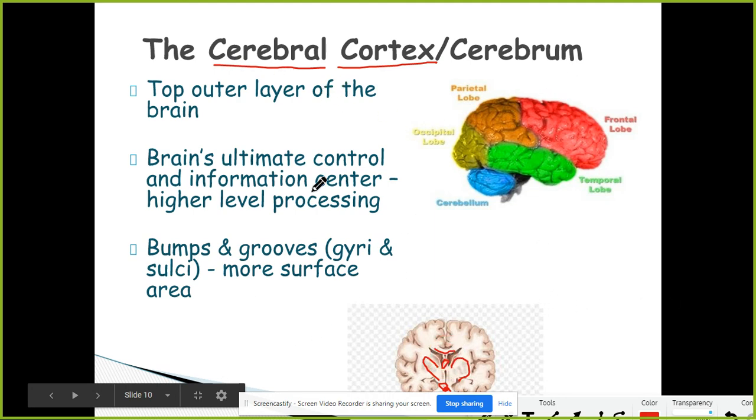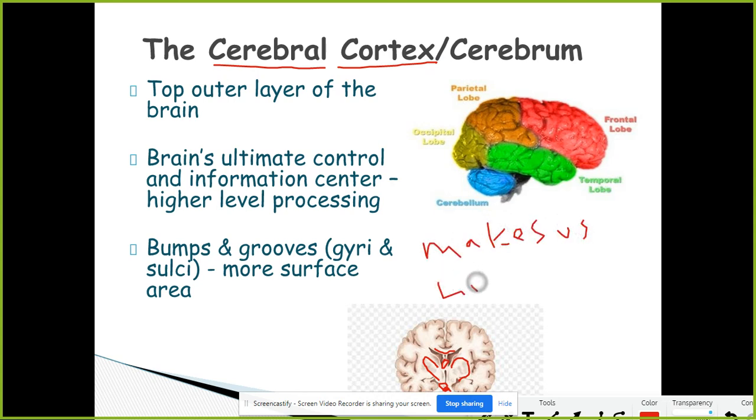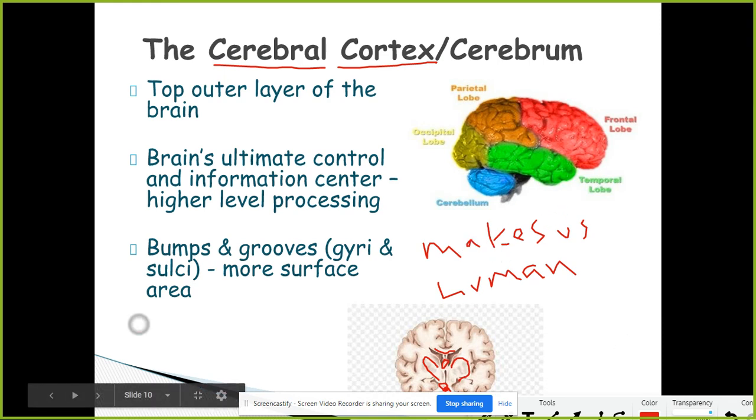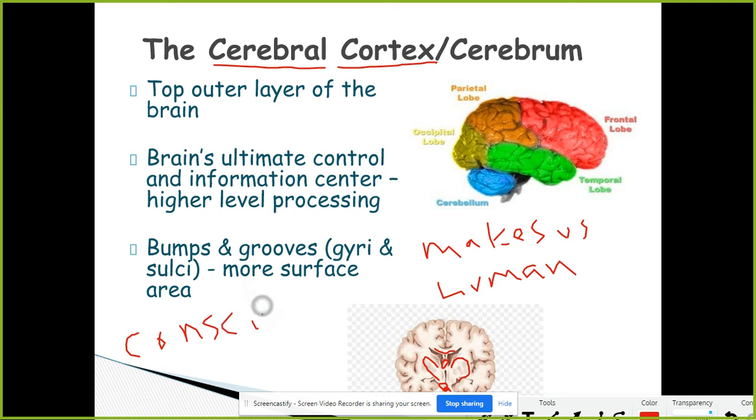Okay. The cerebral cortex is the control center. Okay. This is what makes us human. And to have consciousness means like awareness of yourself. So like most animals don't have like awareness of themselves as like part of a group or whatnot. Like we do. Okay. To have consciousness, we need to have this cerebral cortex.